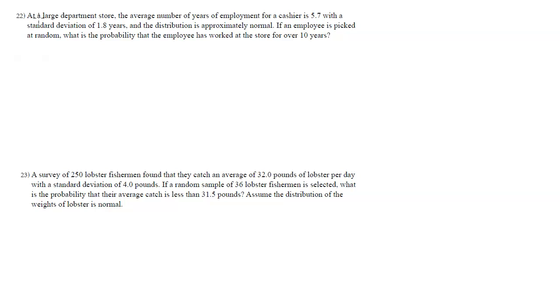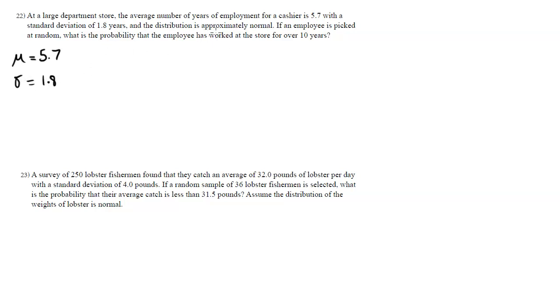Okay, so I'll do 22 and 23 together. At a large department store, the average number of years of employment for a cashier is 5.7 with a standard deviation of 1.8, and that distribution is approximately normal. So the large department store is our population, so the population mean is 5.7, and the population standard deviation is 1.8 years.